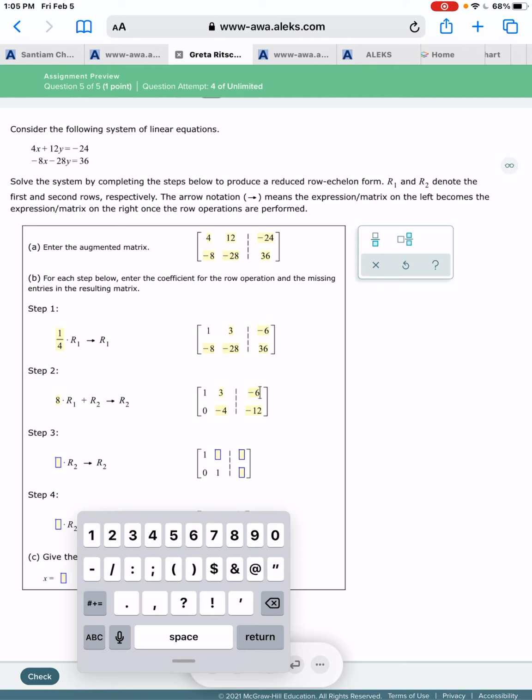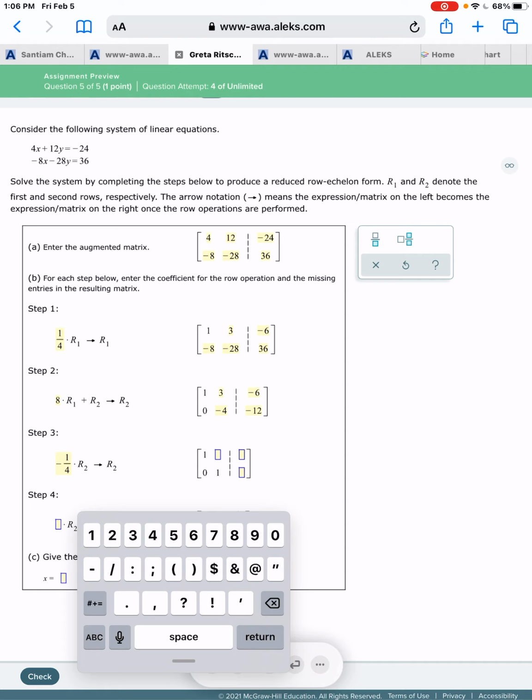We multiplied that top row times 8 and added it to the second row to get this new row, 0, negative 4, and negative 12. All right, in step 3, we're multiplying something times row 2 such that we can get that 1 in the place where the negative 4 used to be. So in order to do that, we are going to divide that row by negative 4, or multiply it by negative 1/4. That's the same thing as dividing by negative 4.